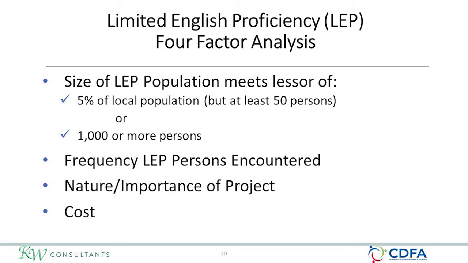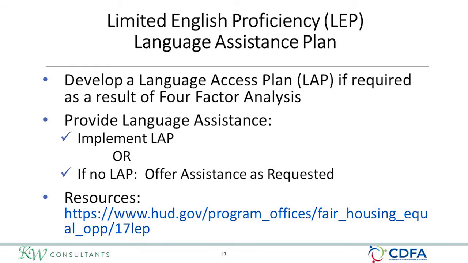The last factor considers cost in determining what assistance will be provided. Cost cannot be a reason to not provide service. If the four-factor analysis indicates a significant need, prepare a language access plan, or LAP. The implementation guide includes a sample LAP that grantees can follow and customize easily to local needs for language assistance.